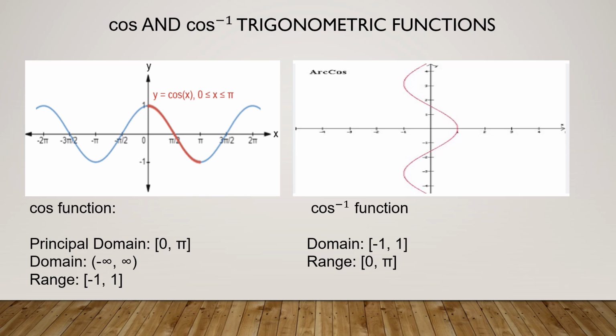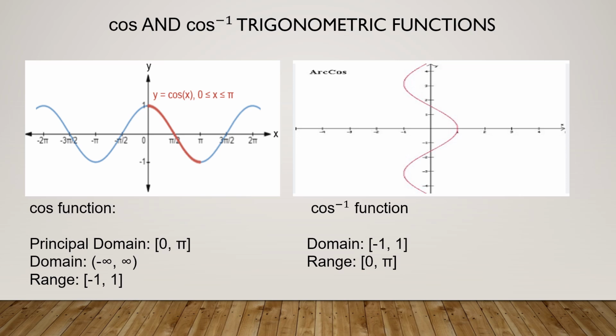Now for cos inverse function, just remember you are interchanging. That means the range of cos function will be the domain of cos inverse function, minus 1 to 1. And the principal domain of cos function will be the range of cos inverse function, which is 0 to pi. Correct? So cos function and cos inverse.